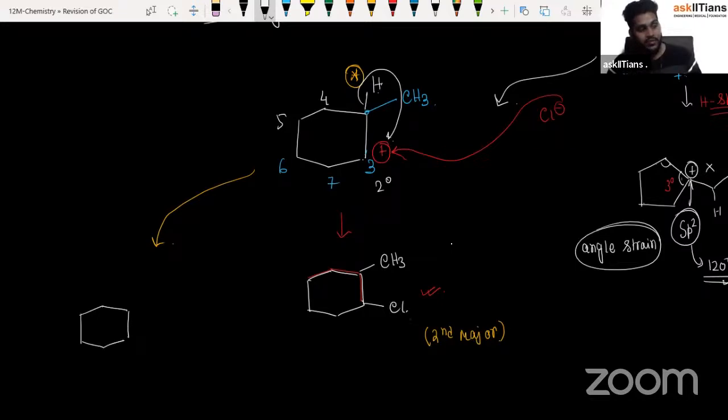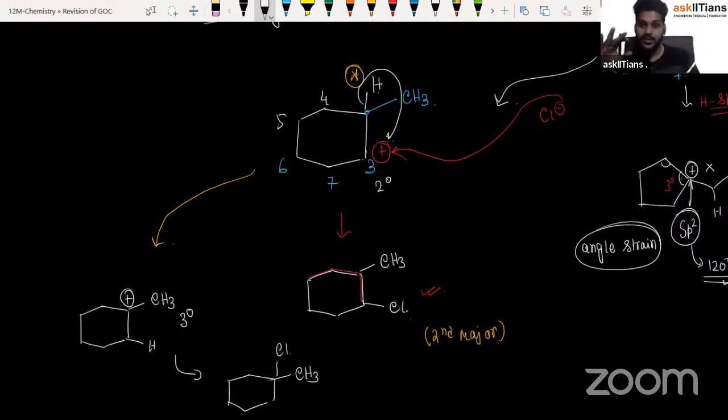That's why, guys, I tell you to check the JEE papers. Now it would become a 3-degree carbocation. See, every single thing is connected over here. So now the chlorine would come into that. This is the final product.